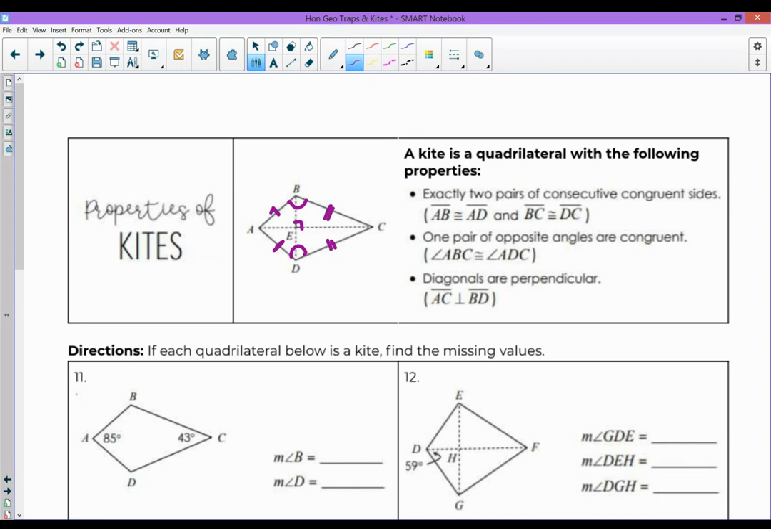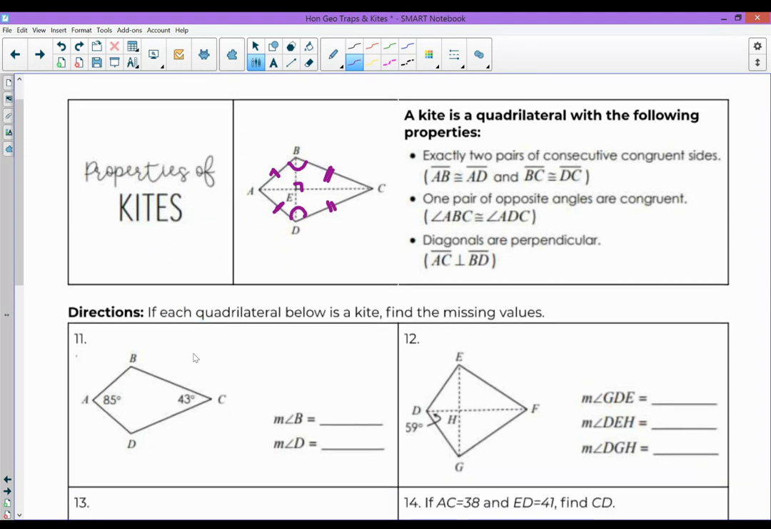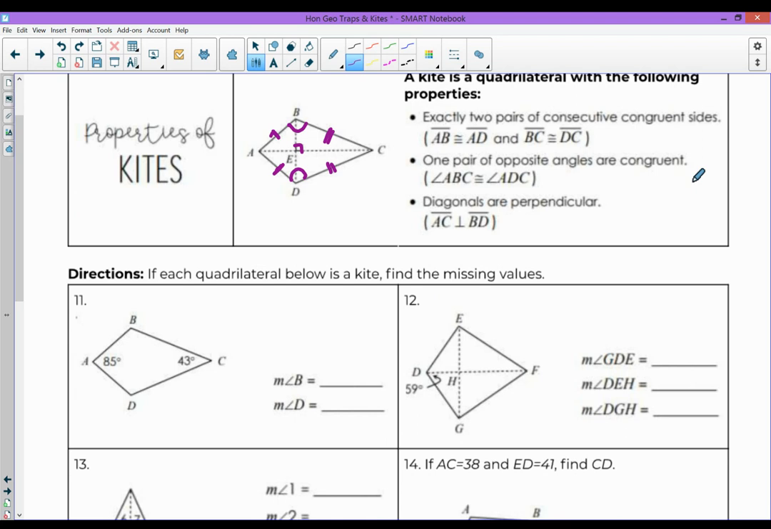All right. So let's go fly a kite up to the heavens. So if each quadrilateral below is a kite, find the missing values. So looking at this kite here, these 2 angles have to be the congruent angles. So the way that we'll figure out what that is, I'll do 360, the total degrees in a quadrilateral, minus 85 plus 43. See what that gives us.